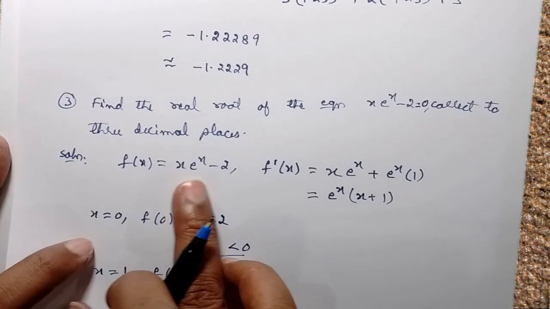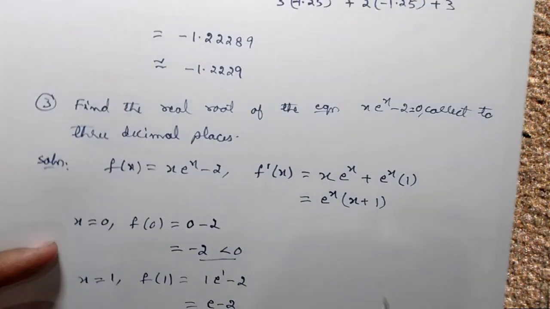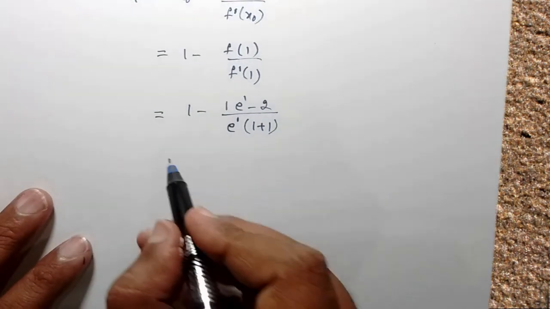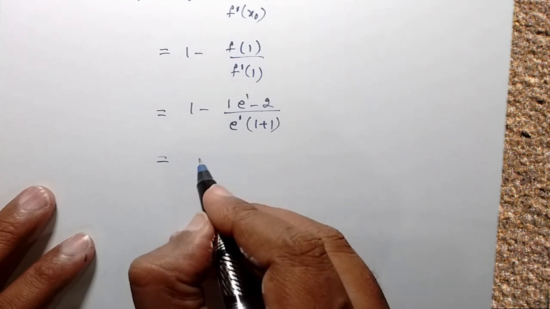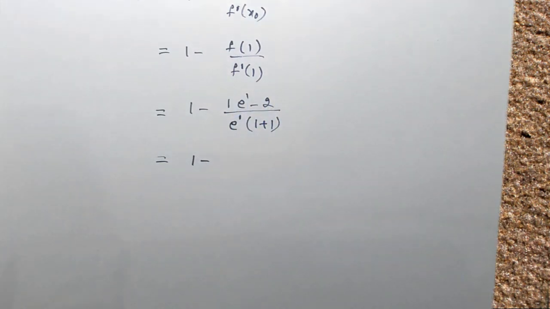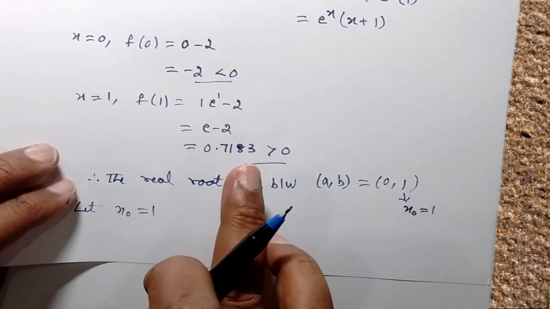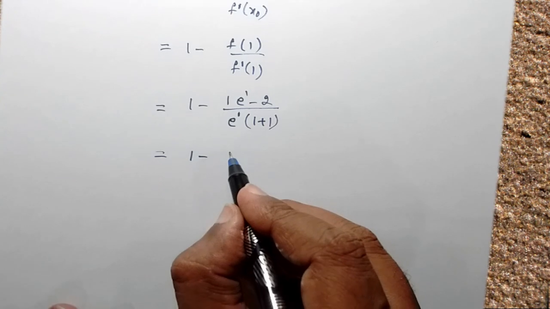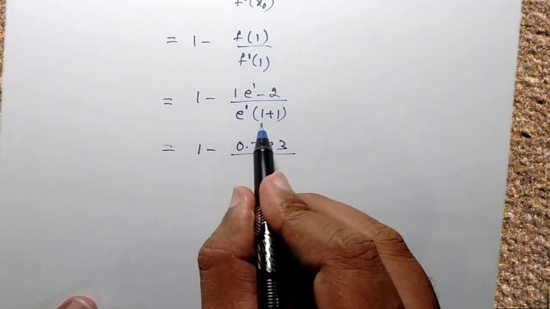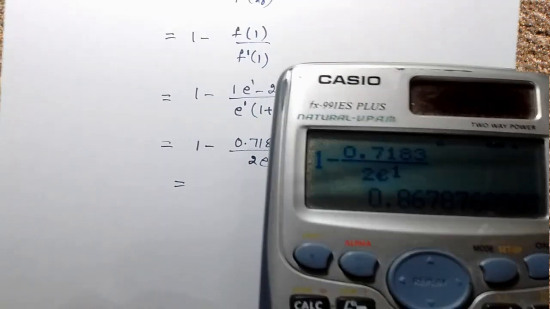f of x is x e power of x minus 2, f dash of x is e power of x into x plus 1. So just taking the value of x as 1, I get this required expression. Or if I want to rewrite this, it's 1 minus, e minus 2 I have already calculated. f of 1, e minus 2, is 0.7183. So I need not calculate it once again. 0.7183 divided by the denominator, 1 plus 1 is 2, 2 into e. So that is the required value.